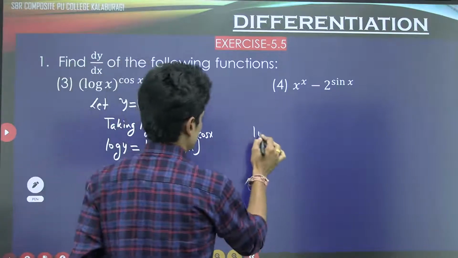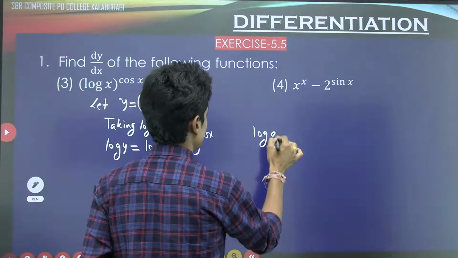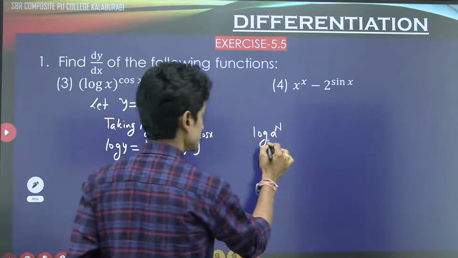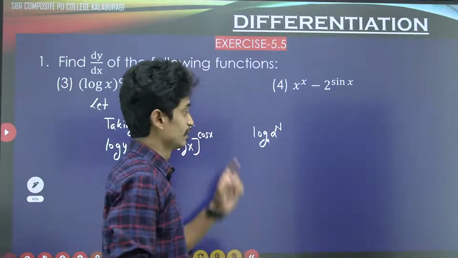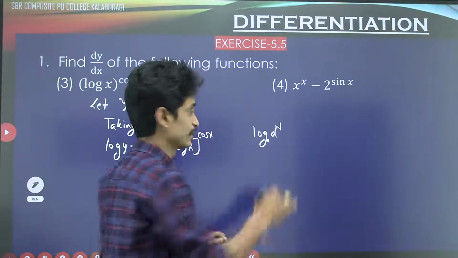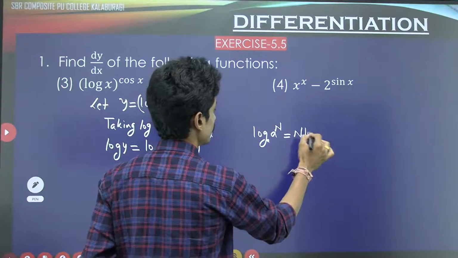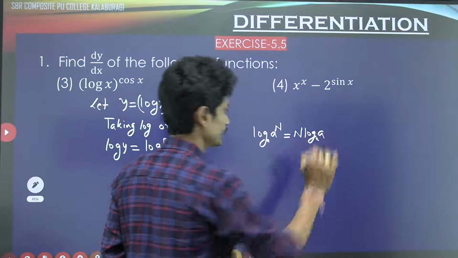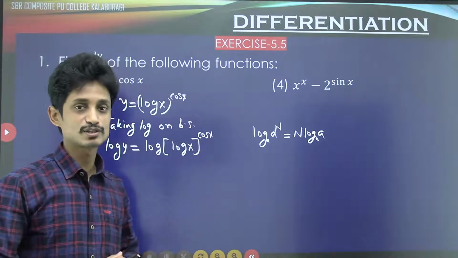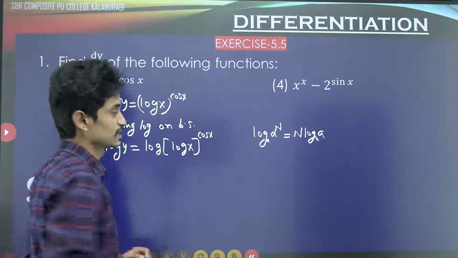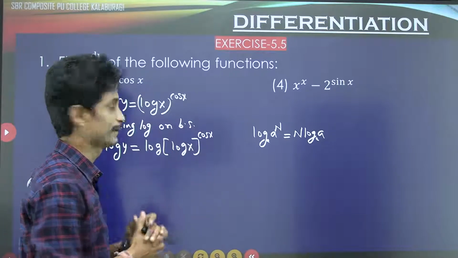Dear students, we learn one property, log of a power n to the base e, we have the property n times log a to the base e. So here we cannot consider this property for the overall whole power we have.